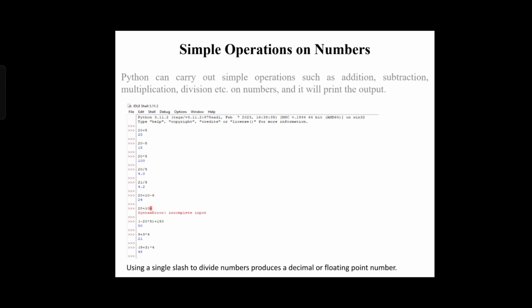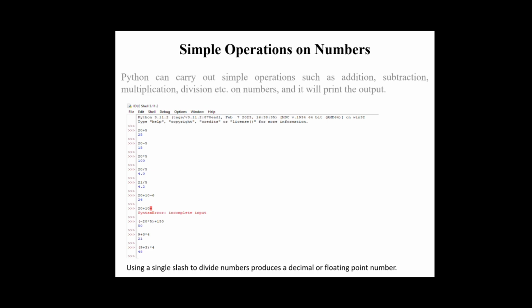Welcome, listener. Today we will discuss simple operations on numbers. Python can carry out simple operations such as addition, subtraction, multiplication, division, etc. on numbers, and it will print the output.